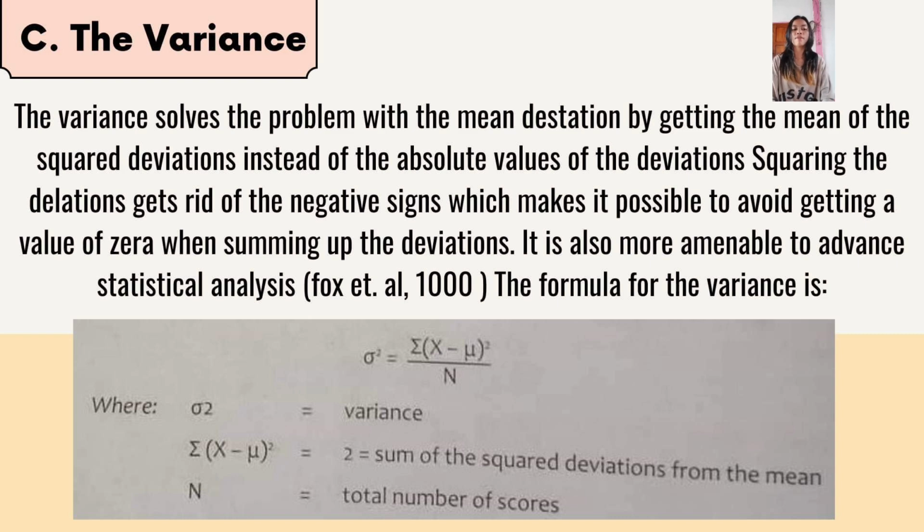In letter C, the variance solves the problem with the mean deviation by getting the mean of the squared deviations instead of the absolute value of the deviation. Squaring the deviations gets rid of the negative sign, which makes it possible to avoid getting a value of 0 when summing the deviations. It is also more amenable to advanced statistical analysis. This is the formula of the variance.